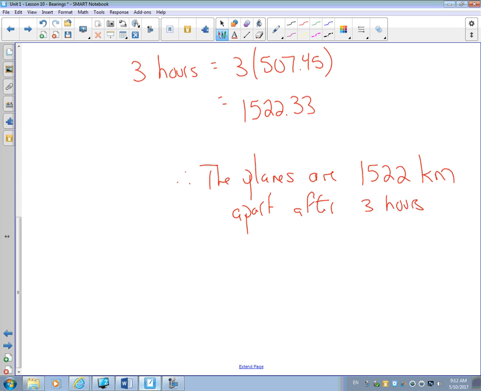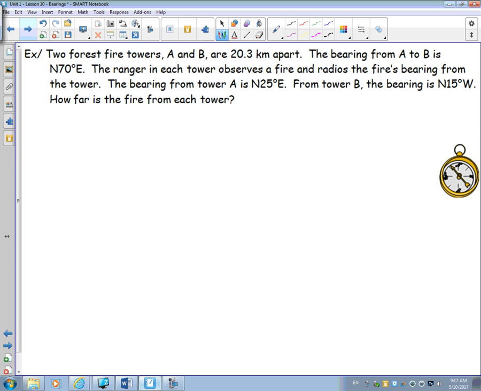Okay, and those are sort of our two standard basic bearing questions. Let's take one that's slightly more complicated, if you will. Two forest fire towers, A and B, are 20.3 kilometers apart. The bearing from A to B is north 70 east. Oh, I see a compass. Okay, need myself a bearing.